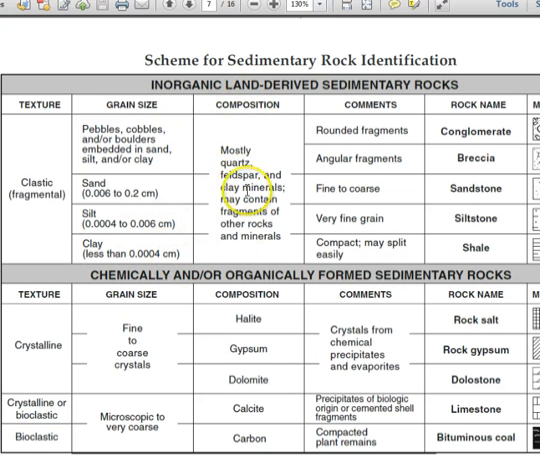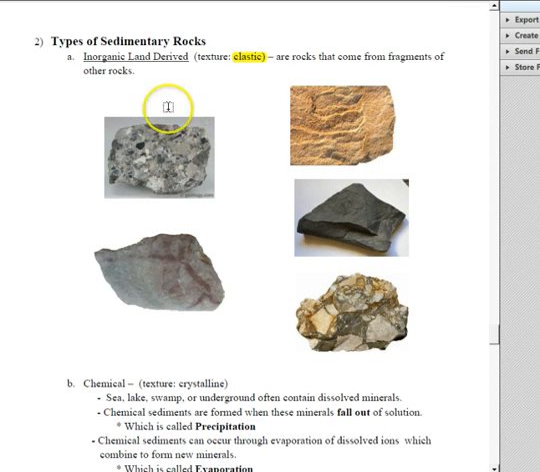For composition, they're mostly composed of the quartz, feldspar, and clay, okay, from other rock fragments. And then over here's our rock name. So how you would identify a clastic sedimentary rock is based on the size. So if you thought you saw sand-sized grains, you would just read over, and that would be your sandstone. When we look at these pictures here, this picture right here, this tan rock, if you look very closely, those are sand-sized grains, and this would be your sandstone.